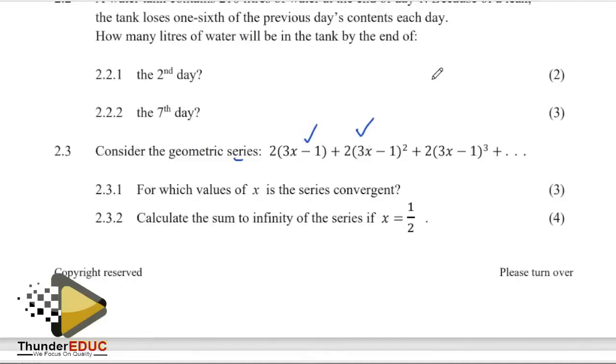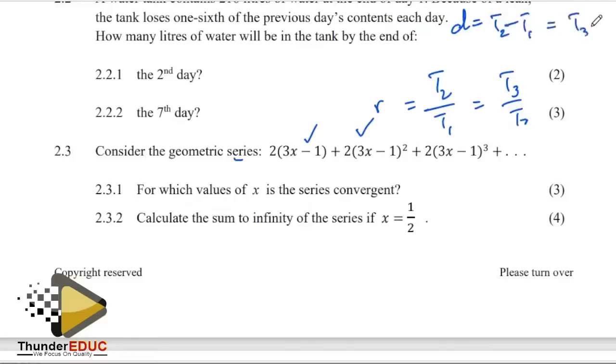And then apply all of that. Remember, it's T2 over T1, or T3 over T2. That's how we get the common ratio, not the other way around. Same applies with the differences. When you're getting the differences, it's T2 minus T1, which is the same as T3 minus T2, just between consecutive terms. Okay, so in this case, our ratio would be 3x minus 1. Then they're asking for which values of x. They're not asking for r. For which values of x is the series going to converge? Then bring in that condition: -1 is less than r, and r is less than 1.